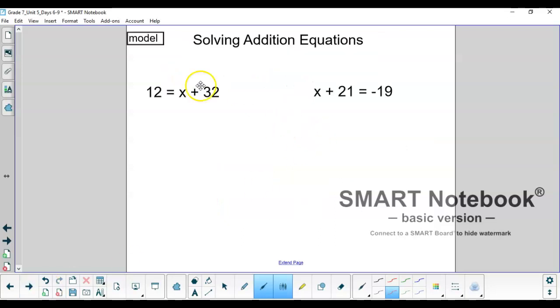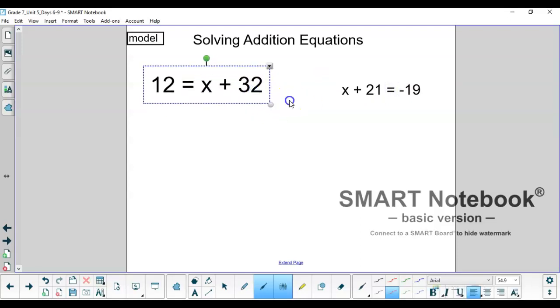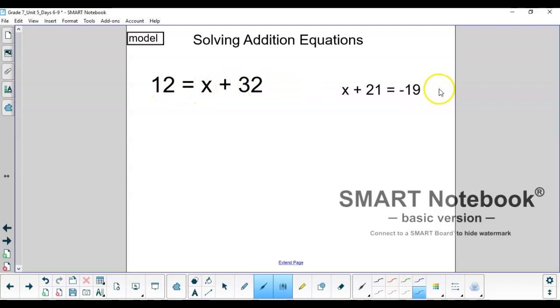So here's our first 2 examples. I'm going to do the one on the left first, and then we'll get into this one on the right. So let me make this example a little bit bigger. Now, the first thing we want to do when we're solving these problems is help set up the problem. We want to keep our work nice, neat, and organized. This first problem says 12 is equal to x plus 32.